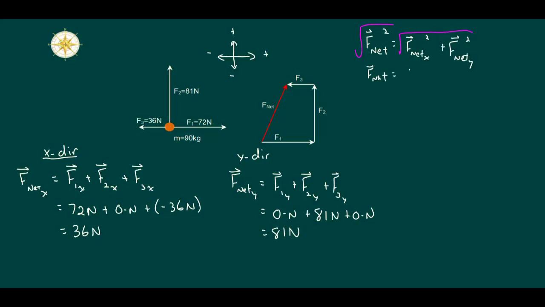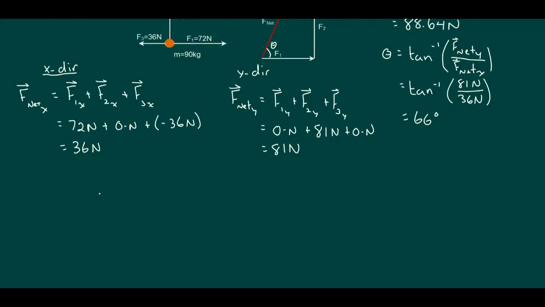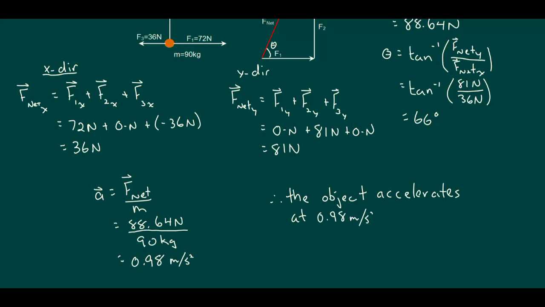So with our net force in each direction, and Pythagoras, we can find the magnitude of the net force, and we use trigonometry to find the direction of our resultant, theta. This gives us a net force of 88.6 newtons with a heading of 66 degrees north of east. Using Newton's second law with this net force and mass gives us an acceleration of 0.98 meters per second squared, heading east 66 degrees north.